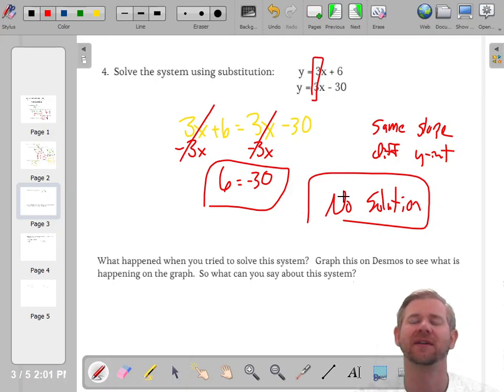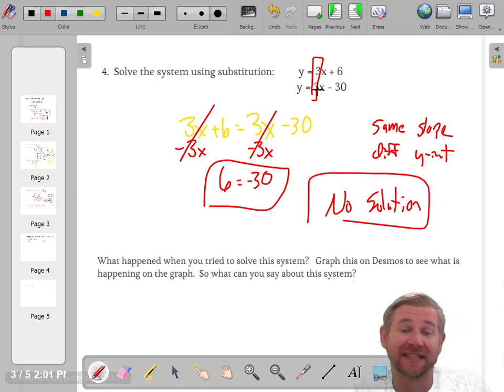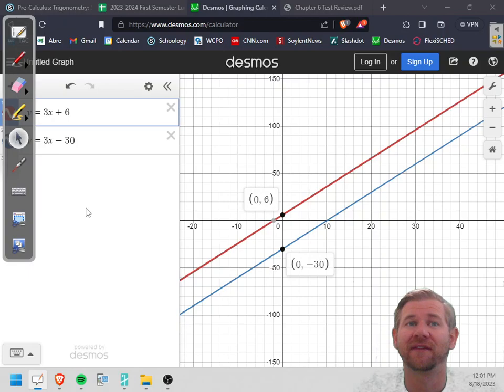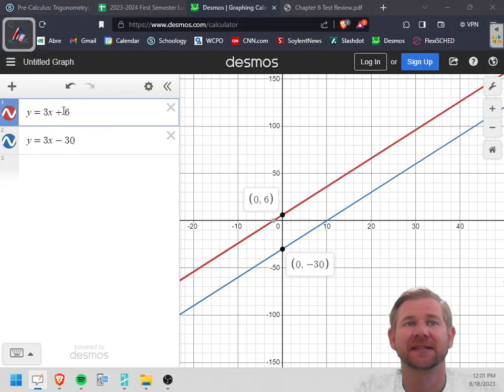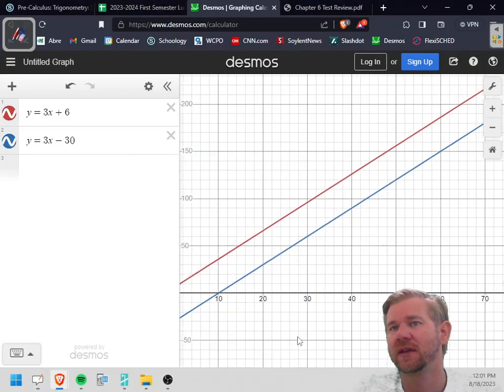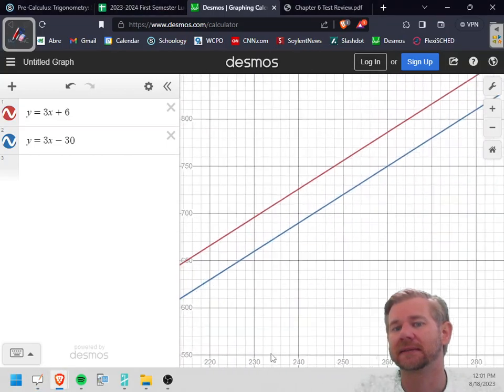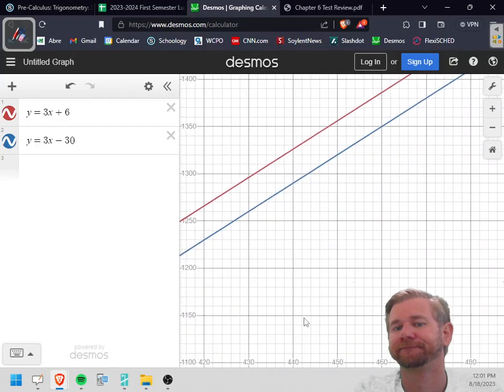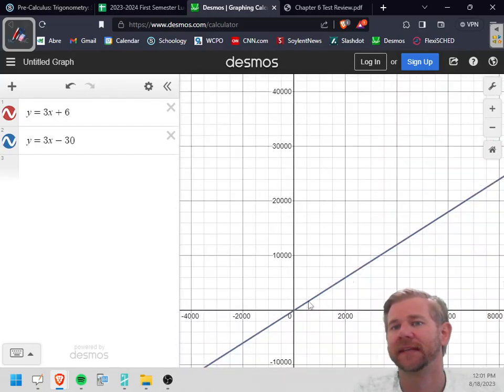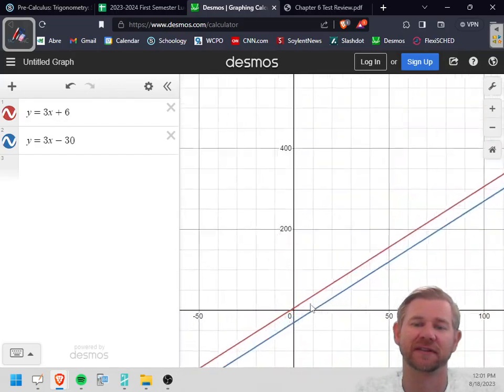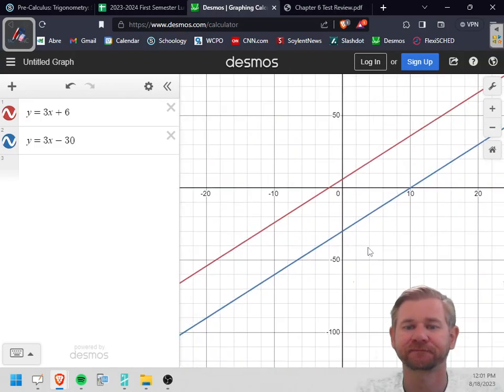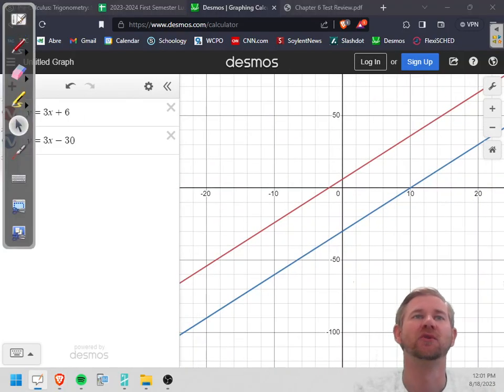And if you want to verify that, you should know they have the same slope, so they're parallel. But if you want to graph it, you can. Here's 3x plus 6. Here's 3x minus 30. You can see one has the y-intercept at 6, one has it at -30, and they just don't intersect. And if you zoom out enough, it looks like they're the same line, but they never intersect. Because they're parallel, they do not intersect.